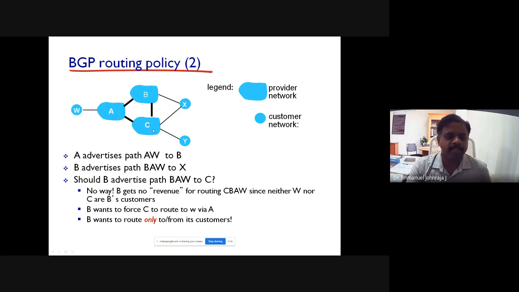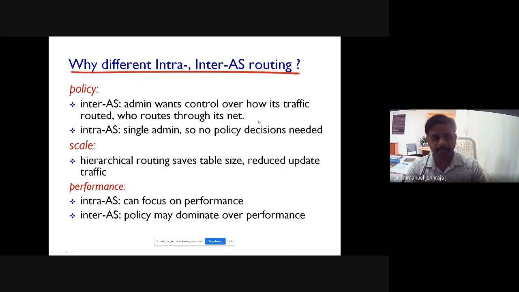Why? It's not required, because B is a competitor to C and C is a competitor to B. B need not tell C that it has a path to W through A. Then C will not disturb A; it will try to send everything through B, because B gets no advantage by routing this information. So B wants to force C to route to W via A. Neither is W a customer of B. So B wants to route only to and from its customers. So B does not want to advertise this routing information to C. So this is another example of policy-based routing.